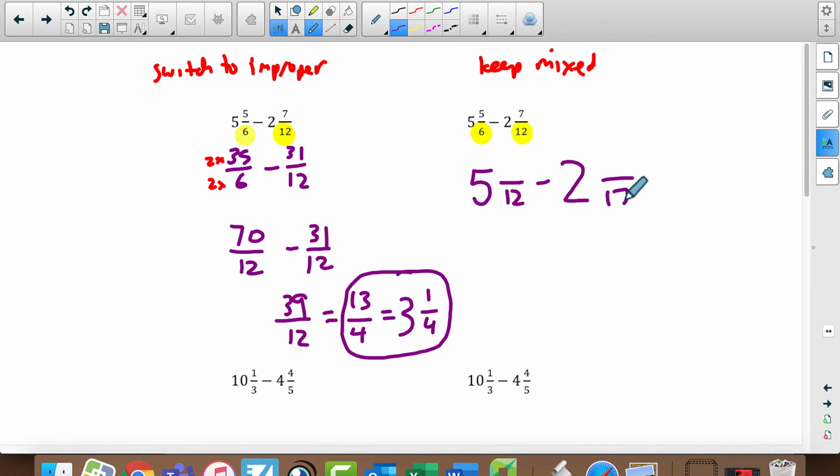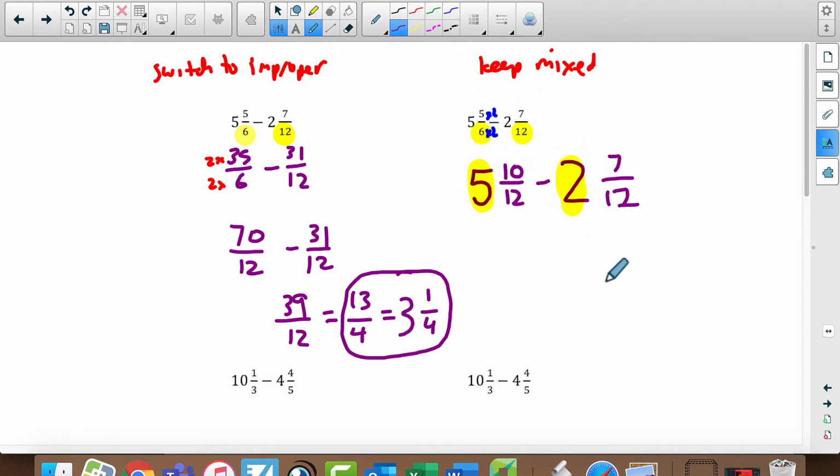Well, this one stays, whoa, that's a 12. This one stays exactly the same, 2 and 7 over 12. But this one, you need to multiply the 6 by 2 to get 12. So you do the same to the top, and you get 10. And you can guess what happens, right?